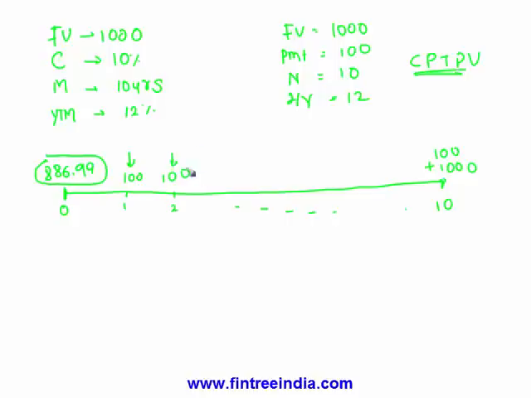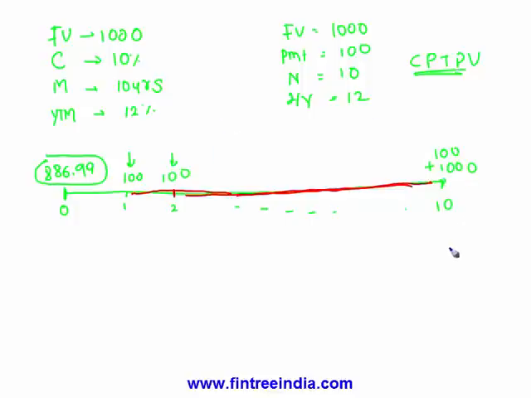Now one inherent assumption with YTM is, we know that YTM and IRR is the same concept, and we assume that interim cash flows would also be reinvested at YTM. So this first 100 would be reinvested for how many years? It would be reinvested for 9 years. The second 100 would be reinvested for 8 years. So in this fashion, the investor kept on reinvesting all the cash flows.